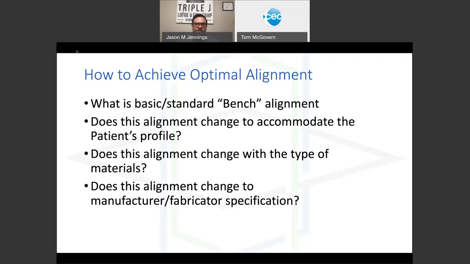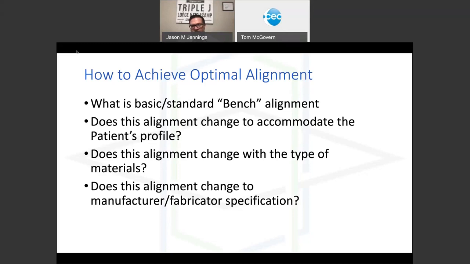And then we need to ask ourselves, does this alignment change to accommodate the patient's profile? So in orthotics, does our standard alignment change to accommodate the patient's profile? And I think it does. And then we need to ask ourselves the question, does this alignment change with the type of materials that we choose? And I think it does. And then we have to ask ourselves, does this alignment change due to manufacturer or fabrication specifications? And I think it does.